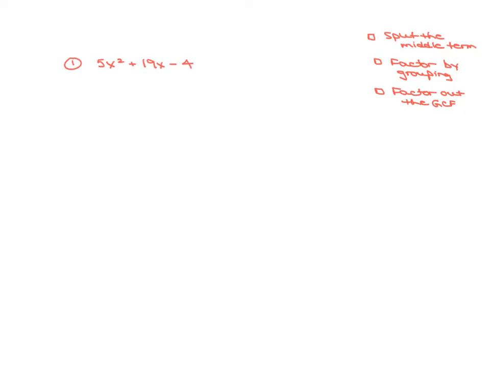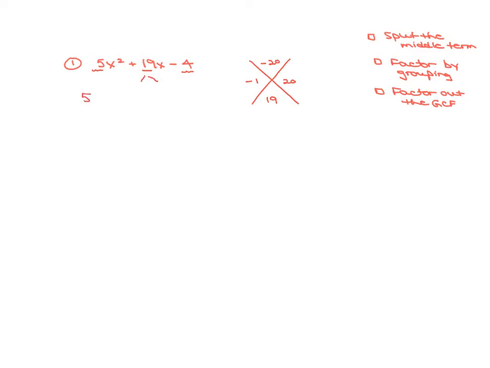Here's our first example, and I've also written here a reminder of our three basic steps to factor any quadratic. All right, I'm going to start by splitting the middle term, and to do that I need to find two numbers whose sum is 19, B, and whose product is C times A, -4 times 5, or -20. One has to be positive, one has to be negative, so we're going to want a positive 20 and a -1. Those two numbers, -1 and 20, tell me how I'm going to split my middle term.